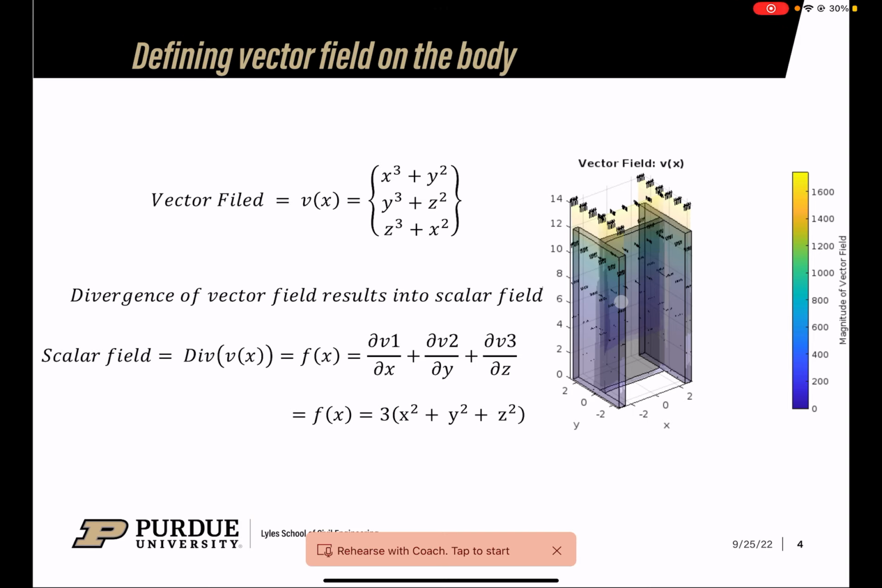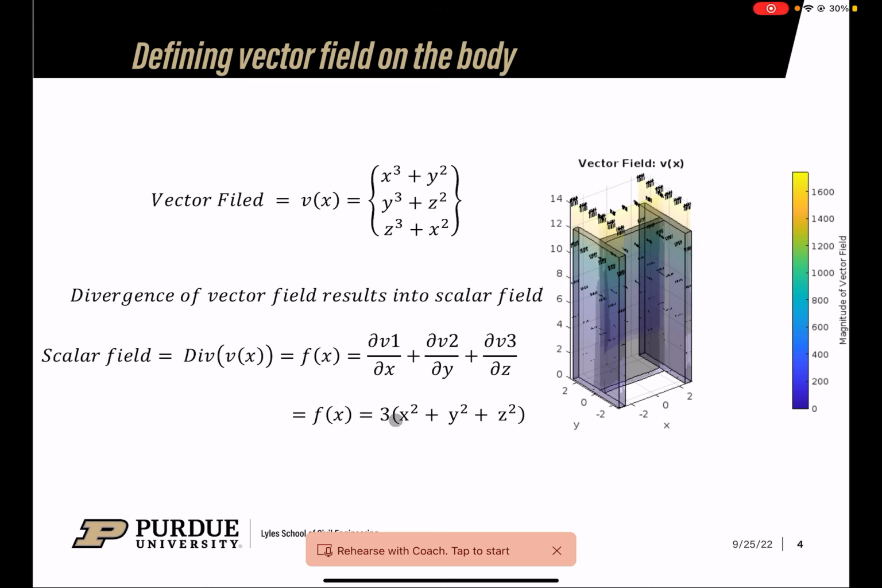For proving the divergence theorem, we need to define a vector field. The vector field I've chosen here is a random vector field, just because we need to prove the divergence theorem. I have chosen something that will not lead to unity or zero, so that we can get a real value. Taking the partial derivative of this vector field will give us the scalar field.